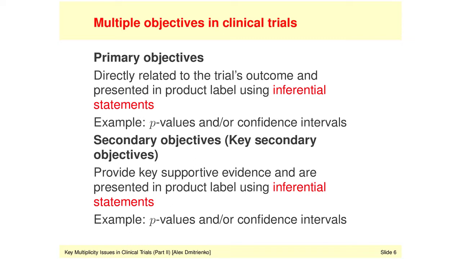And similarly, when we look at secondary objectives, also known sometimes as key secondary objectives, those provide key supportive evidence of treatment effectiveness, and they are typically also presented in product labels using inferential statements, which again means that we will typically see a summary that includes p-values and/or confidence intervals.